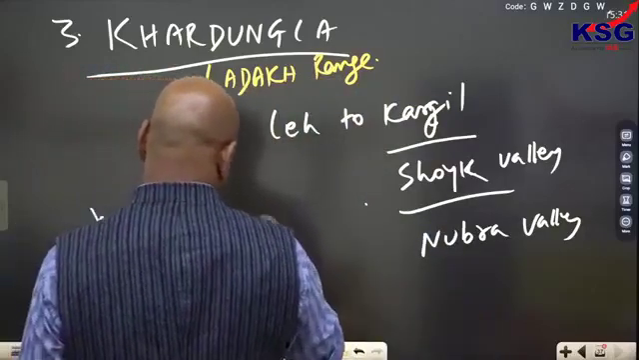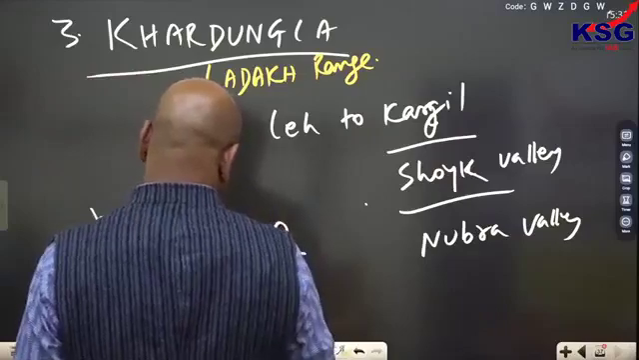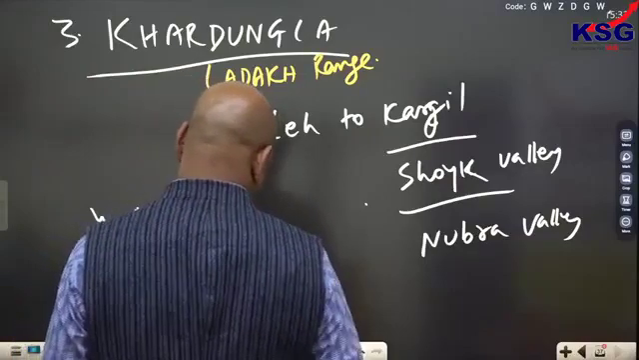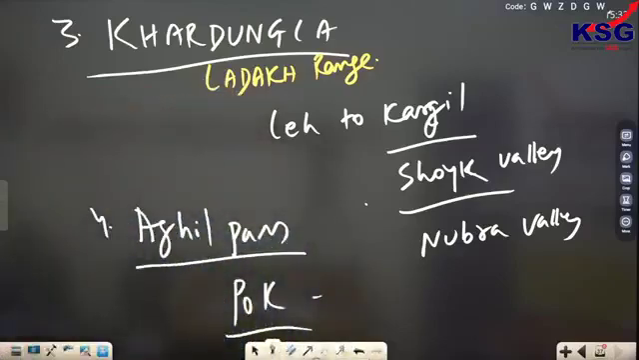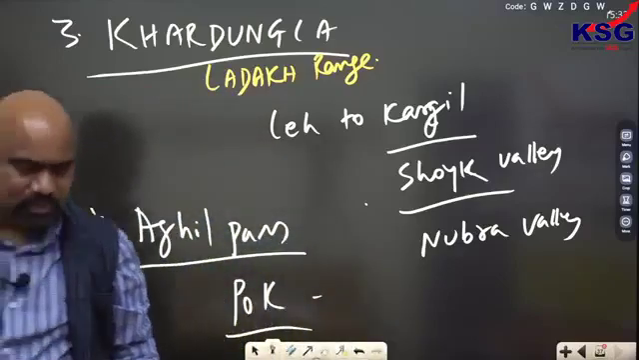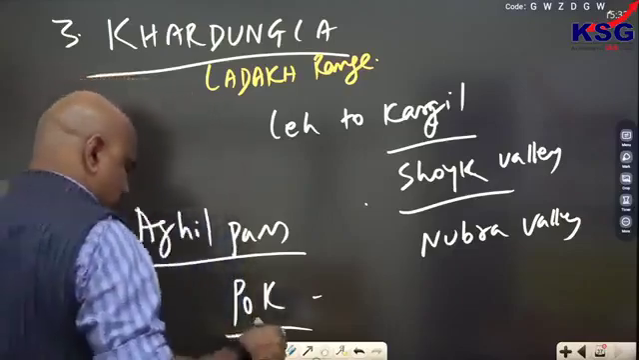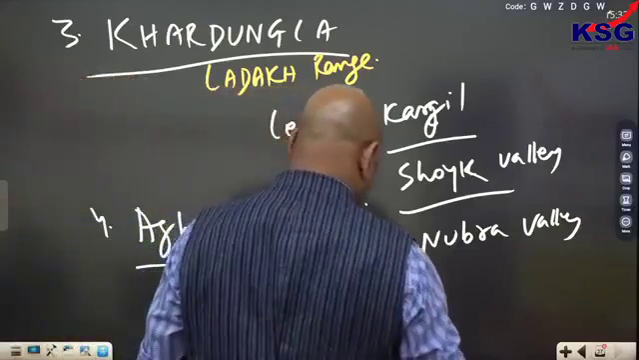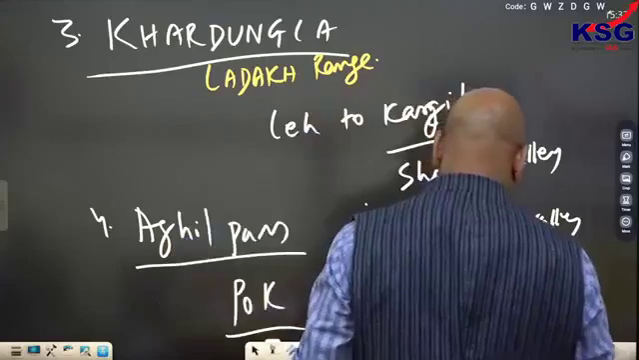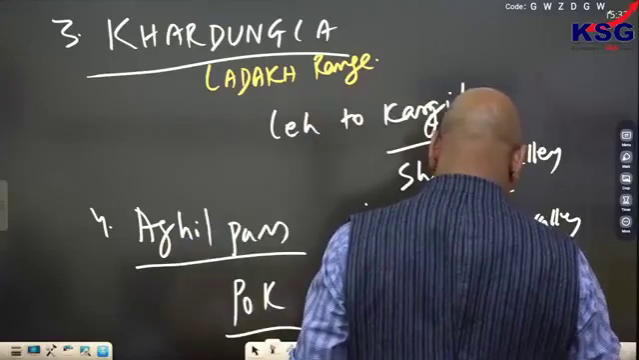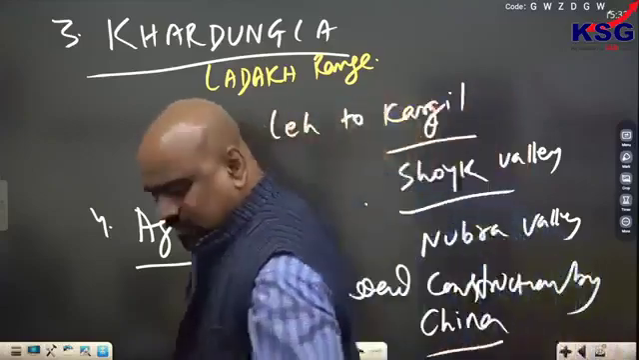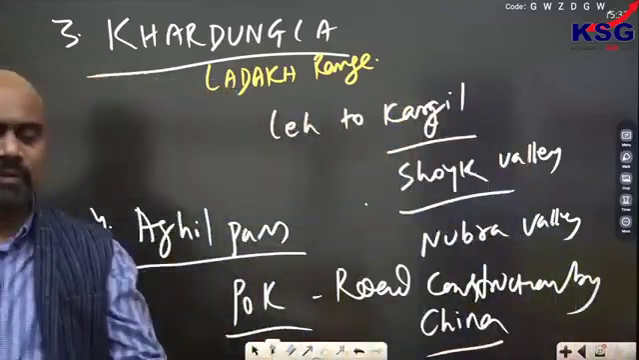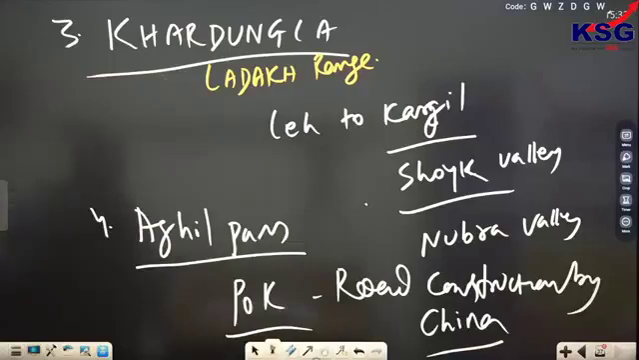Aghil Pass, located in Pakistan-occupied Kashmir. This region is very important because China is constructing a road. Right now China's road construction is going on there, so it comes up in the news, look at it. Can you see that? All these are very important.